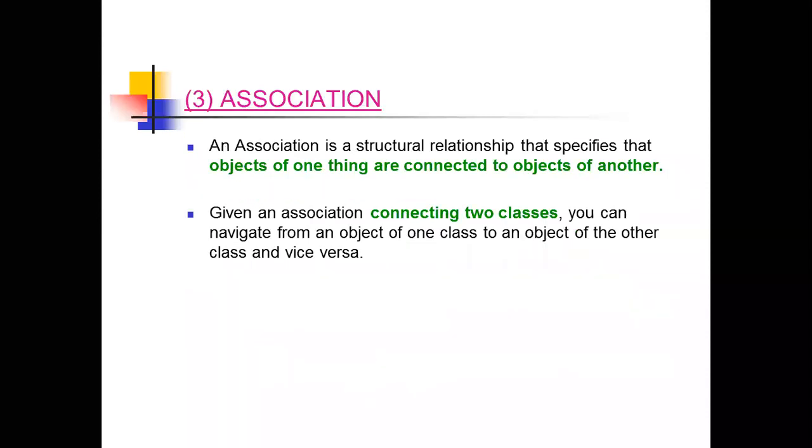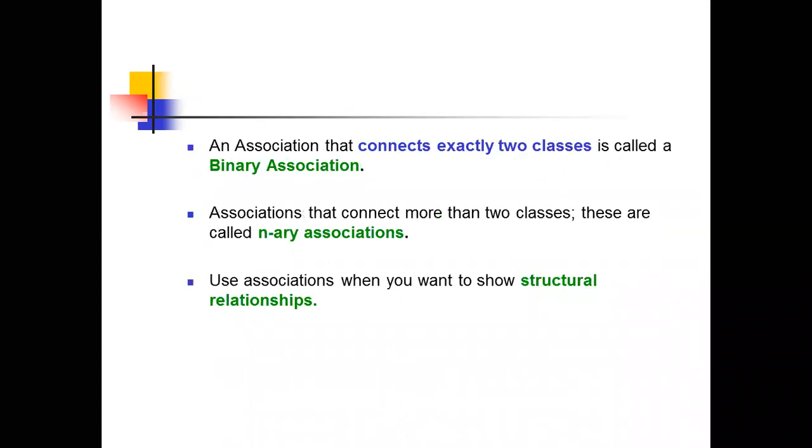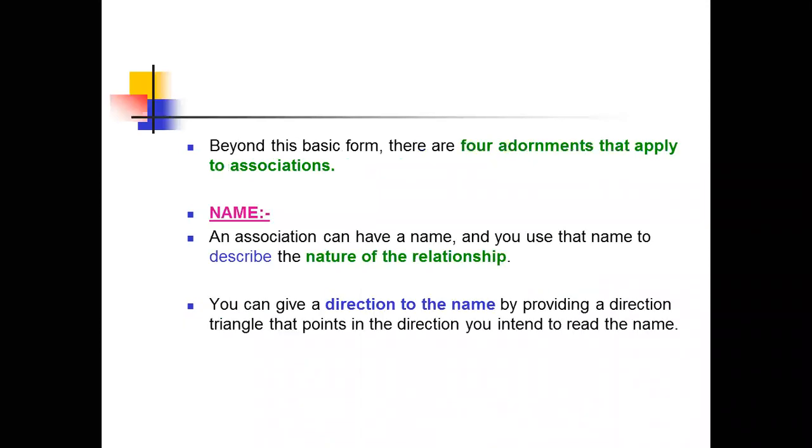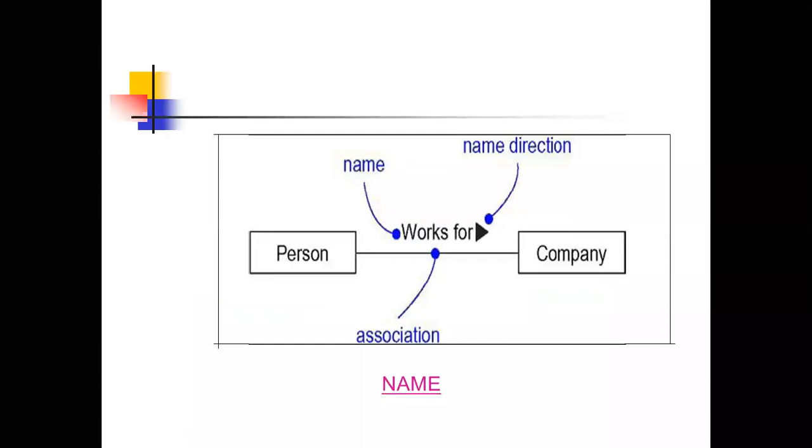Then we have seen the association relationships. We have seen the different types of association. We have seen binary association, which means it connects exactly two classes. That is plain association. Then we have seen types of association; there are 7 types. We will discuss later.